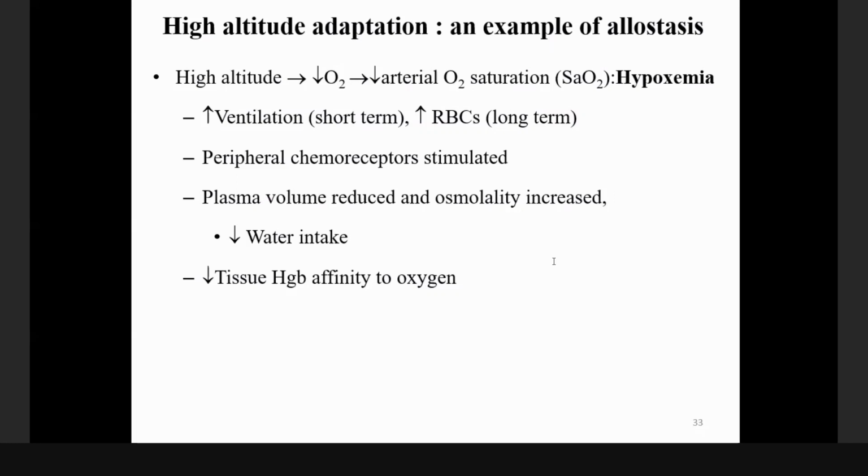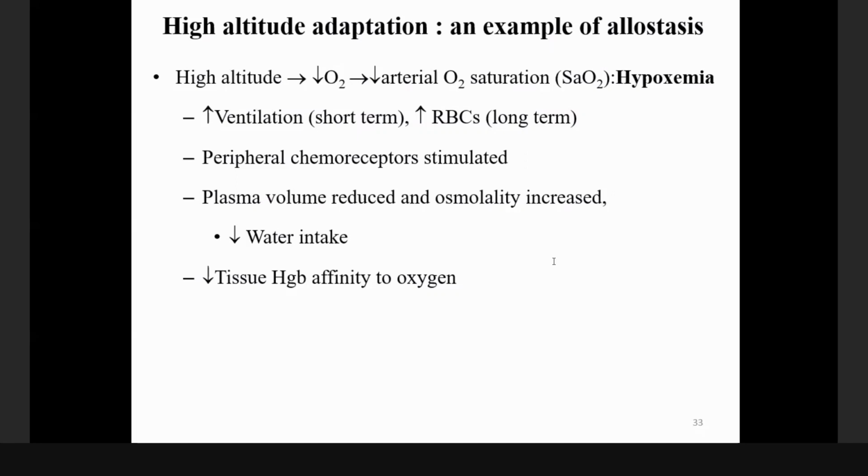Plasma volume is reduced and osmolarity increased, so water intake gets less. If you are exposed to higher altitude, you are not going to take more water. If you take more water, you dilute the blood, so the concentration of red blood cells does not increase. That's not good. So the physiology by itself makes you not take more water.